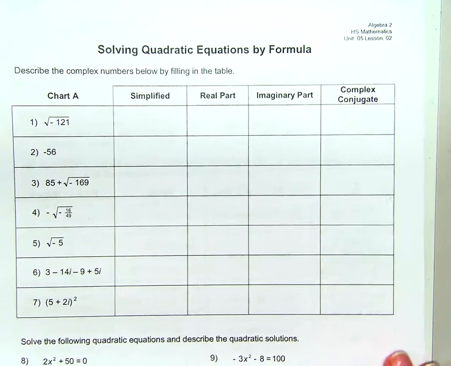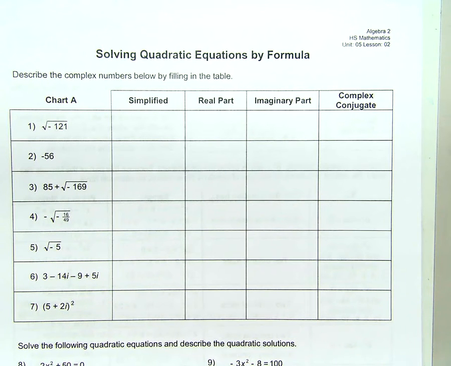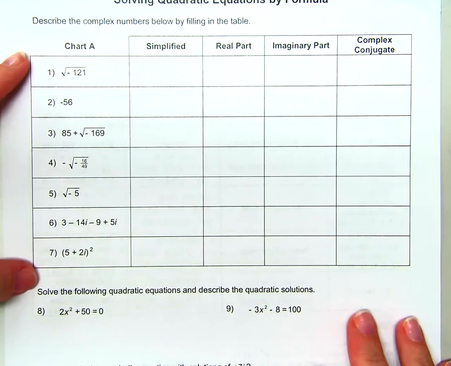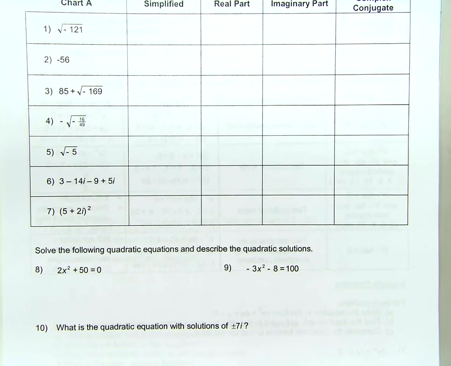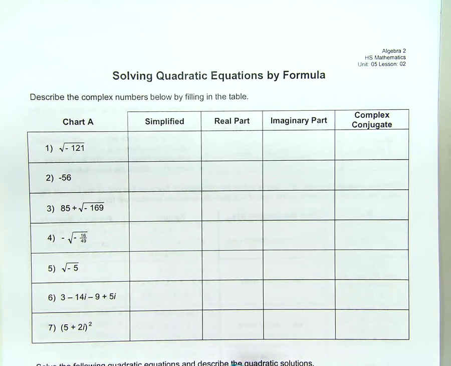When you turn the paper over and you see chart A, you see your homework. Okay? Listen to me, please. 1 through 7 is required. 8, 9, and 10 are extras. Do I need to walk you through number 1 so you understand what to do?